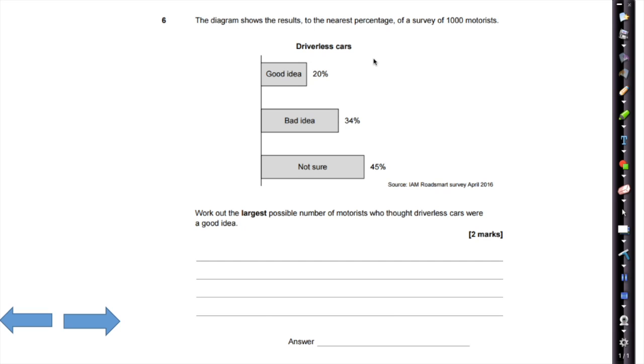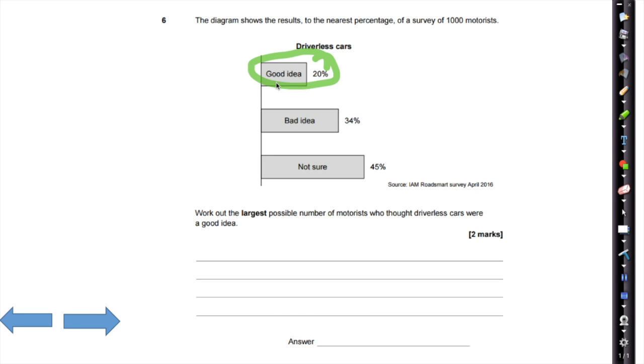Question 6 is looking at a percentage problem. It's got an element of rounding in it. So, to the nearest percentage, a survey of 1,000 motorists, and this is the driverless cars. 20% of them thought it was a good idea, 34% thought it was a bad idea, 45% weren't sure. Work out the largest possible number of motorists who thought driverless cars were a good idea.